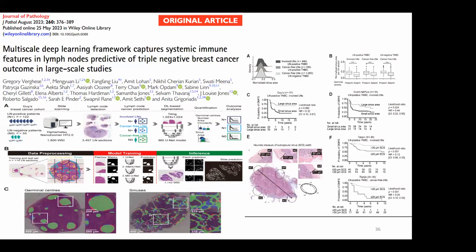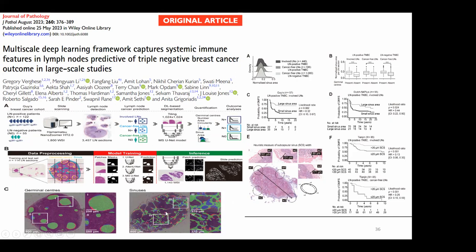This is also some of our work with the UK team from King's College London. In this particular work, we have taken the predictive model to the next level in that we are now looking at only uninvolved nodes. We took only patients who had negative lymph nodes and separated them from the positive patients. In this triple negative breast cancer cohort, we were able to segment out the individual components of the lymph node and measure them computationally as well as manually.